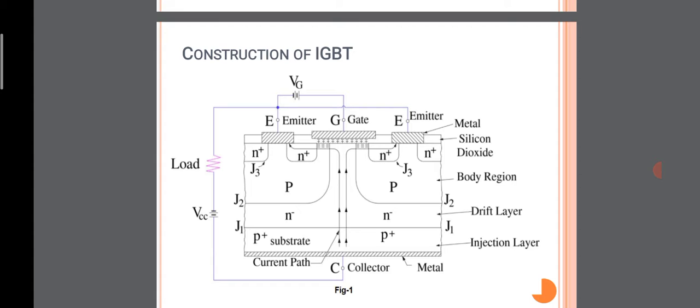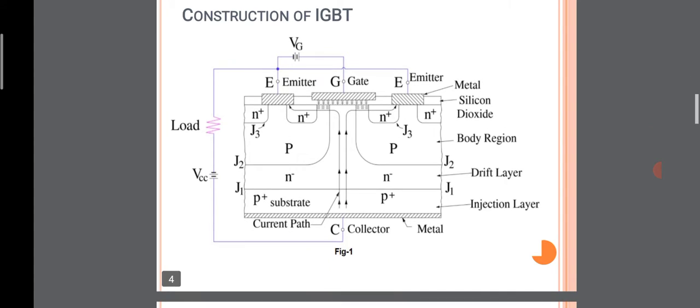On the P-positive substrate, a highly resistive N-negative layer is epitaxially grown. As in other semiconductor devices, the thickness of the N-negative layer determines the voltage blocking capacity of IGBT. On the other side of the P-positive substrate, a metal layer is deposited to form the collector C terminal. Now, P regions are diffused in the N-negative layer. Further, N-positive regions are diffused in the P region.